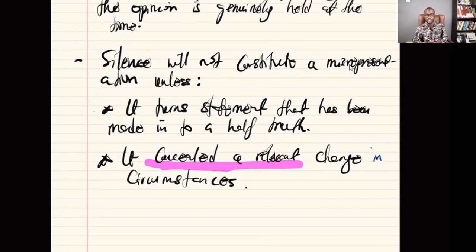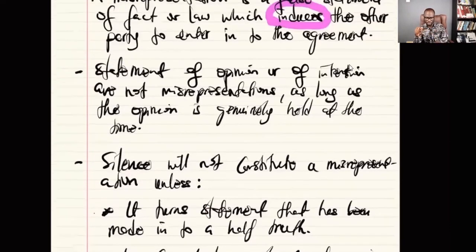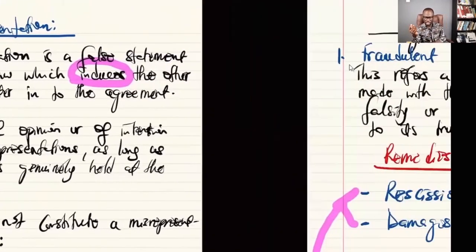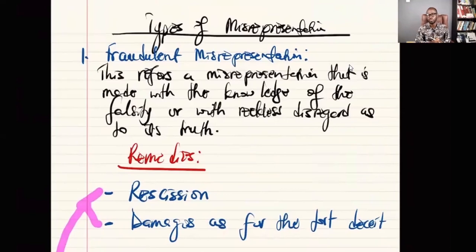A misrepresentation. So if I kept quiet because I am trying not to open up a lot, I'm trying not to tell you too much, I'm trying not to get myself trapped at the end of the day, then what is going to happen is that it could be referred to as a misrepresentation in that particular case. But the big question we ask ourselves is, what are the types of misrepresentation?